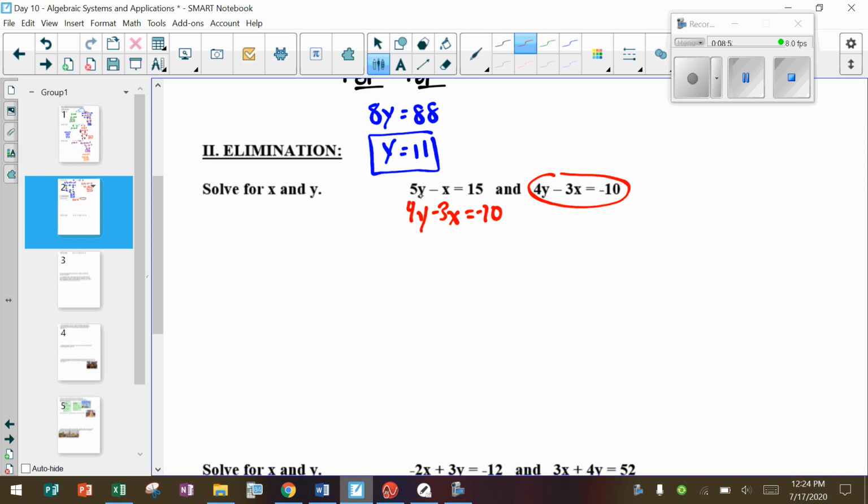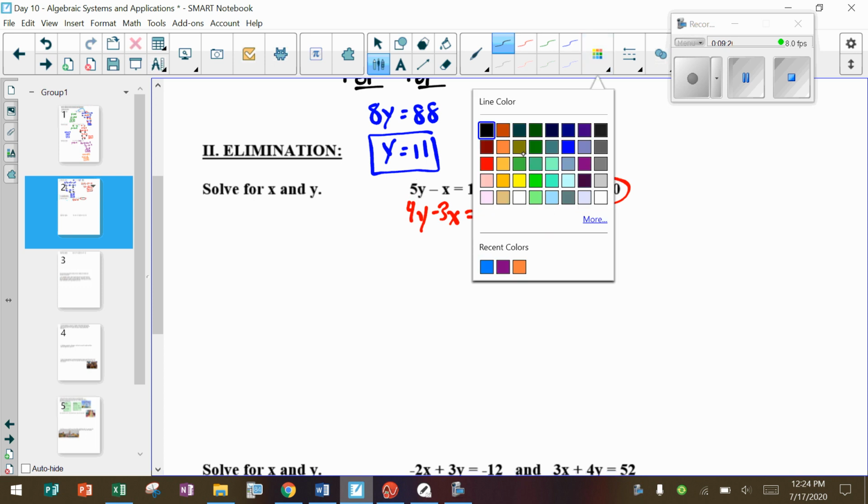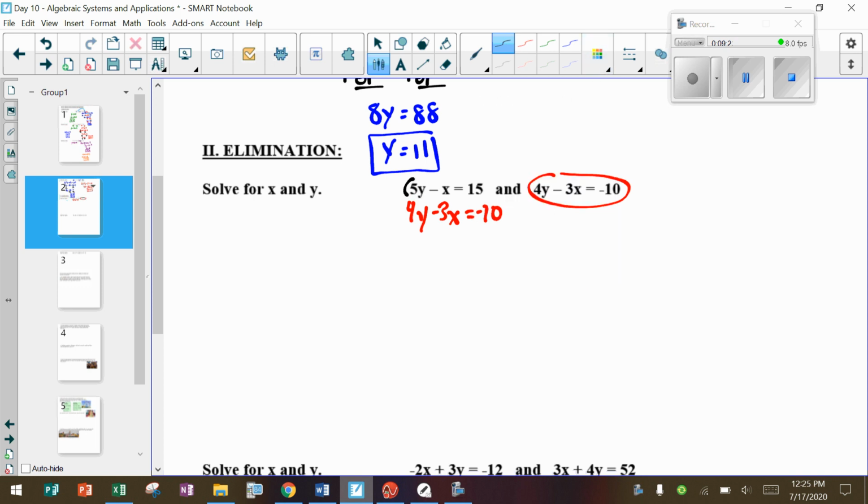If I want the y values to cancel out, almost like how you would get a common denominator in a fraction, I would multiply the top equation times 4, the bottom equation times negative 5, and that way they would both end up with a 20y value. Or if I choose to cancel out the x's, I would multiply the top equation by 3, negative 3. So that's what I'm going to do. I choose to multiply the top equation times negative 3.